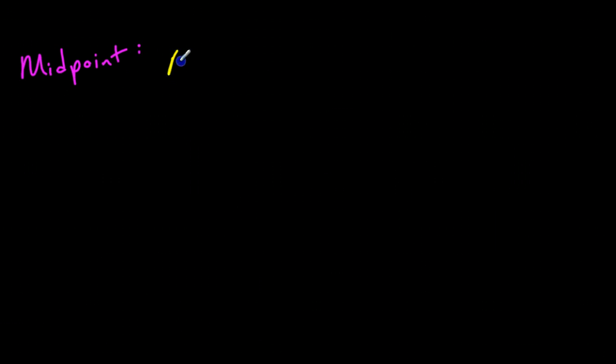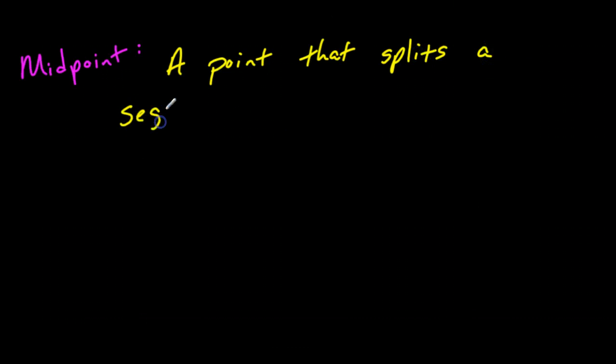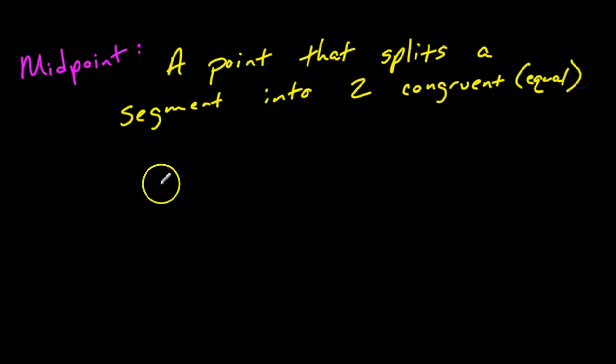Midpoint. Midpoint's exactly what it sounds like. A midpoint is a point that is in the middle, right? It's actually a point that splits a line segment into two equal, but we're not going to say equal, we're going to use congruent. Two congruent, right? We'll say equal over here just so we remember what it is. It's a point that splits the segment into two congruent segments. Let's look at an example of that here.